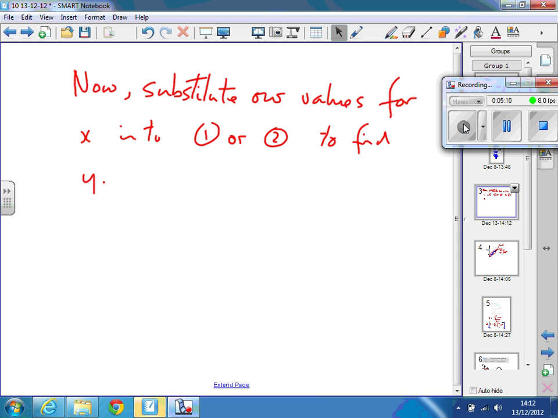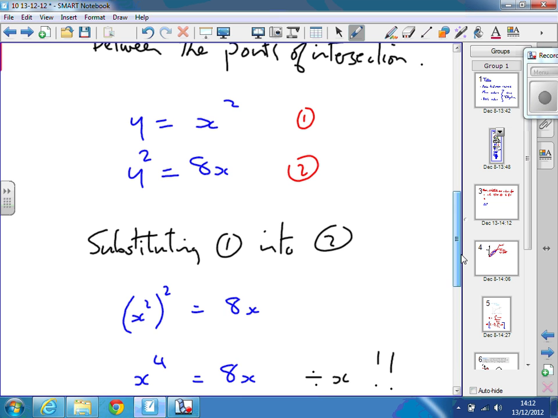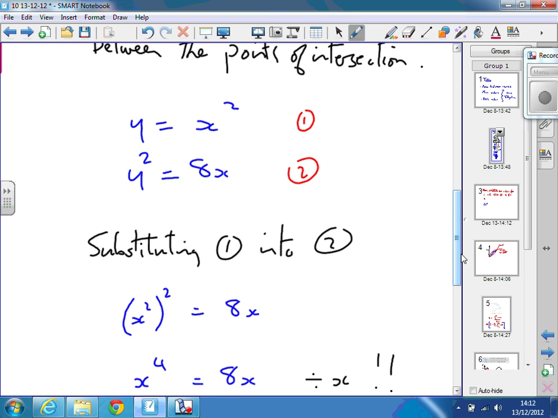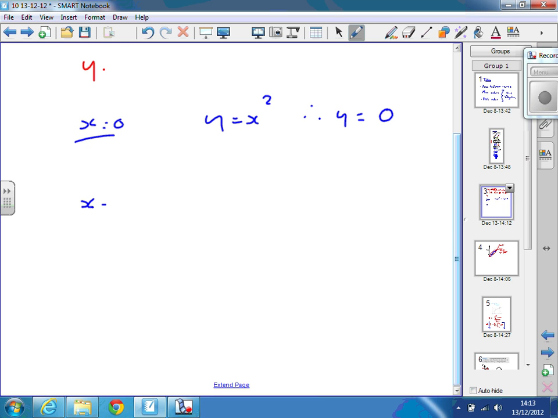So now substitute our values for x back in. So x equals 0 is one solution, and which is the easiest equation to use? I would suggest maybe the first one is, because y is just x squared. So y equals x squared, so therefore y equals 0, because 0 squared is still 0. And for x equal to 2, y equals x squared, or 2 squared, which is 4. So therefore y equals 4.